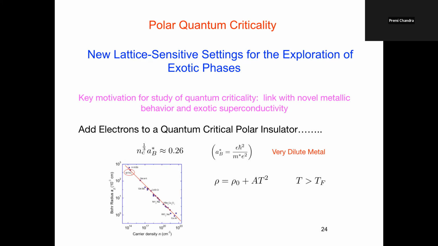And the polar metals have very interesting properties. For example, resistivity goes as T squared. Now you might say, well, that's not a big deal. That's what we expect for a Fermi liquid. But it goes way beyond the Fermi temperature. And so the question is, what's going on here? Very unusual transport.